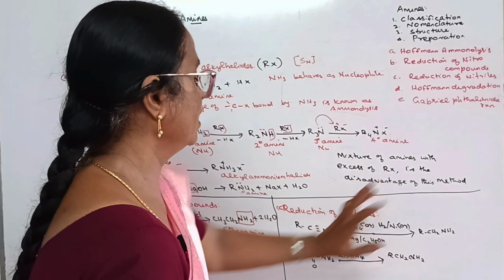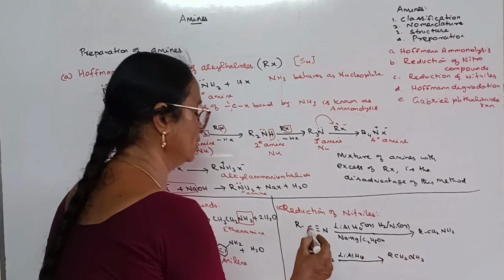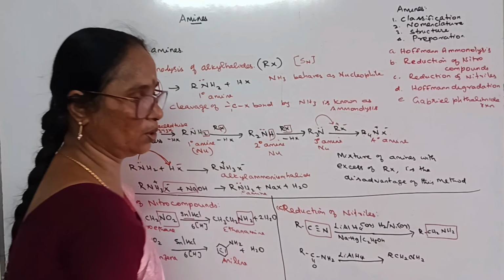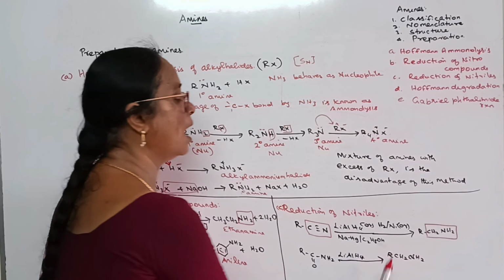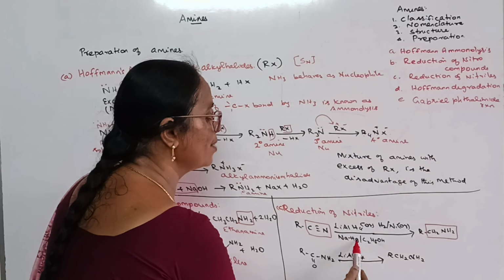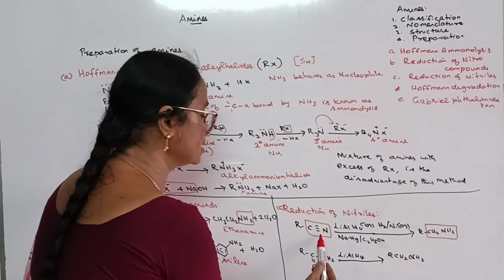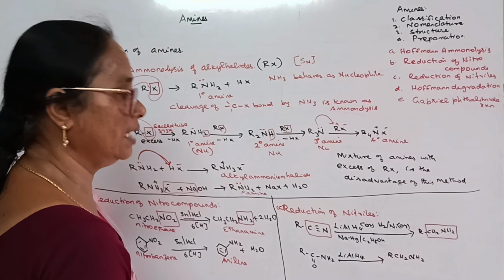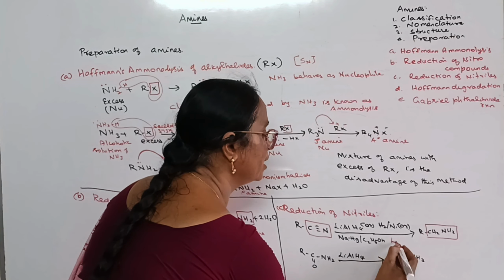Then, reduction of nitriles. Nitriles have the CN group. This C≡N can be reduced to CH2NH2. For this reduction, you can take either lithium aluminum hydride, or the catalytic reducing agent hydrogen with nickel, or even sodium amalgam in alcohol. Whatever the reducing agent, the CN group is converted into CH2NH2. How many hydrogens are required? Four. So it involves 4 nascent hydrogen atoms for the reduction.